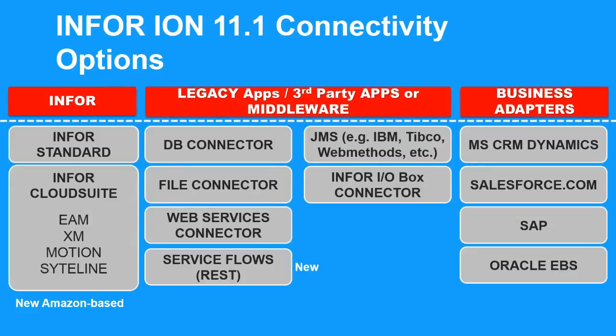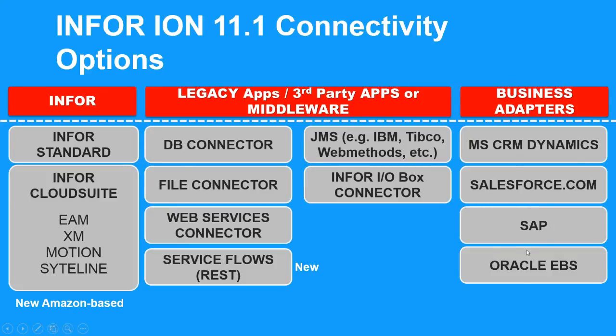So, connectivity. What are your options and what comes out of the box? So as you can see here, Infor on the left, all Infor standards, all Infor applications are ION certified, and they really come out of the box as being connected up so they can talk to one another. There are standard business adapters commercially available. Of course, we have one for Salesforce.com and Microsoft Dynamics. Those are the two main CRMs in the world.